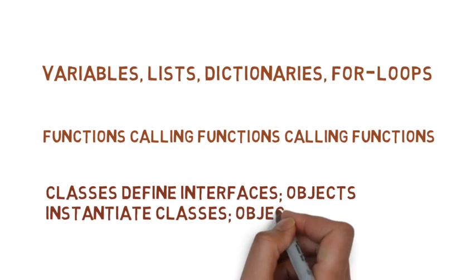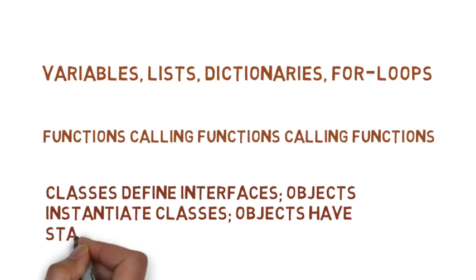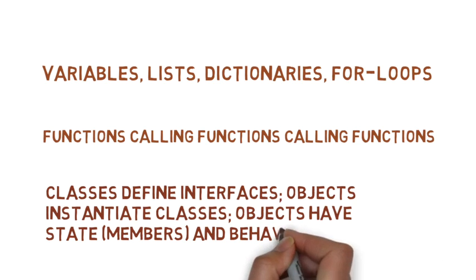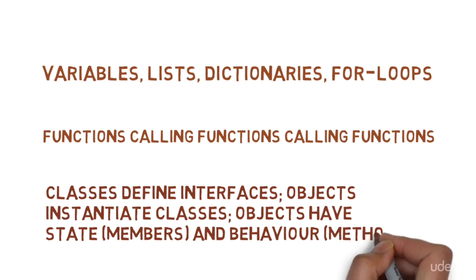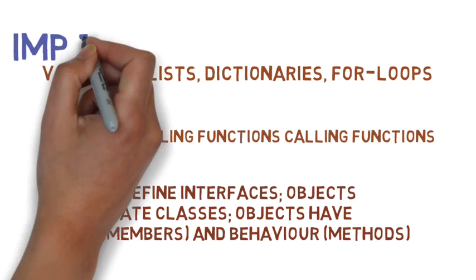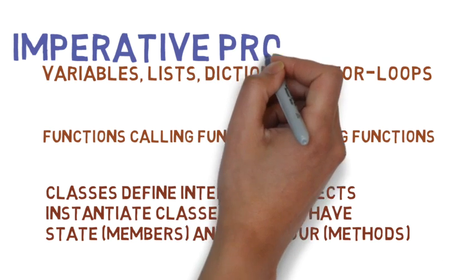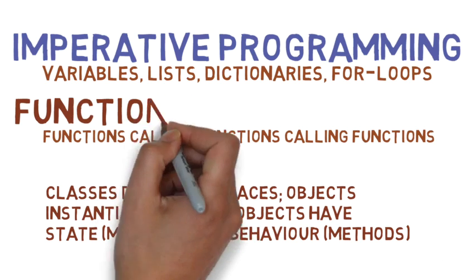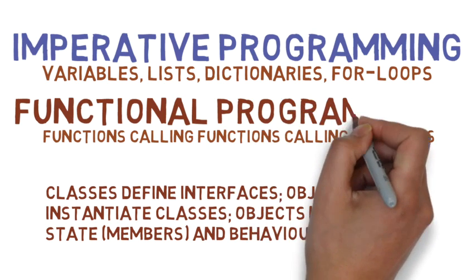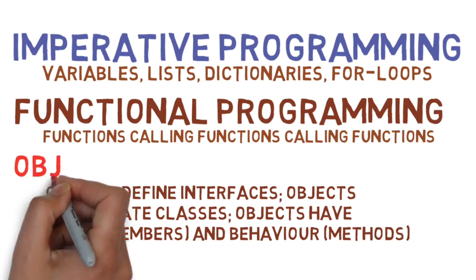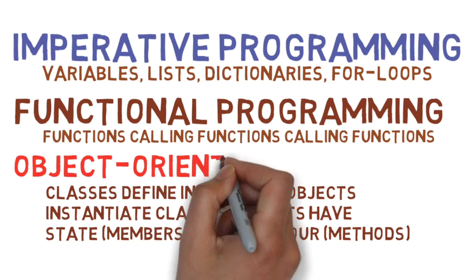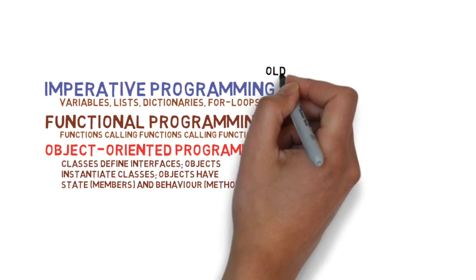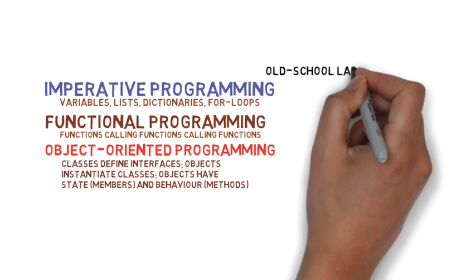Classes or objects have both state and behavior. So they have member variables as well as methods which define behavior. Now, what are these different programming paradigms as we've defined them? The simplest programming paradigm, which involves variables, lists, and dictionaries, is imperative programming. When your program revolves around functions as units, it's functional programming. And when your program revolves around objects as units, it's object-oriented programming.